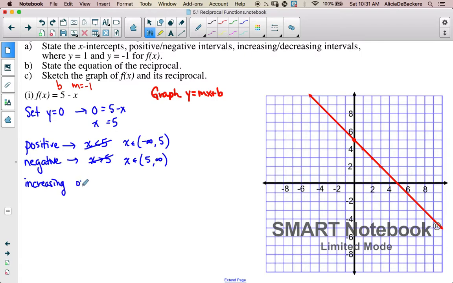Okay, and then I'm increasing on, oh actually on this graph I'm not increasing anywhere. There are no increasing intervals. On this graph I am decreasing on the entire domain. And again, they did ask me for an interval.